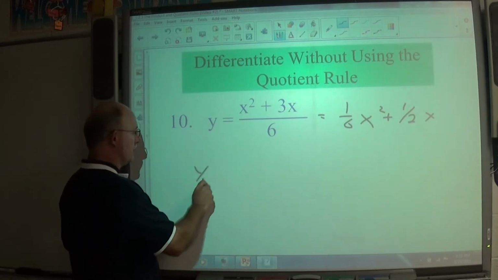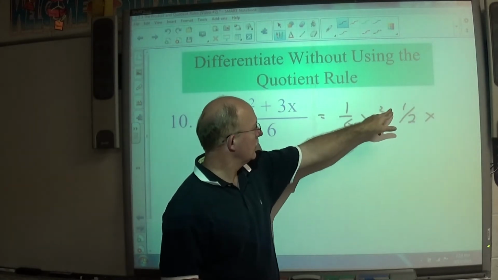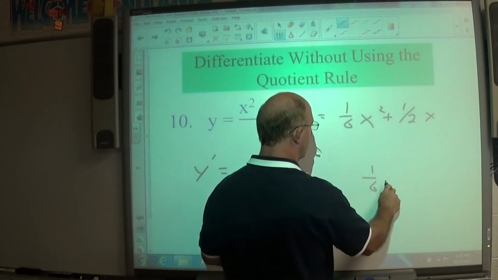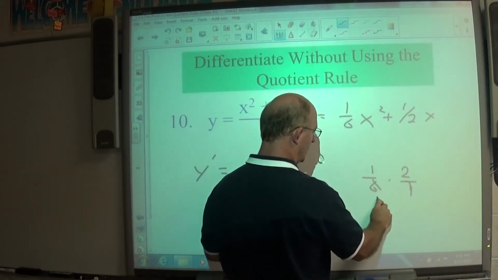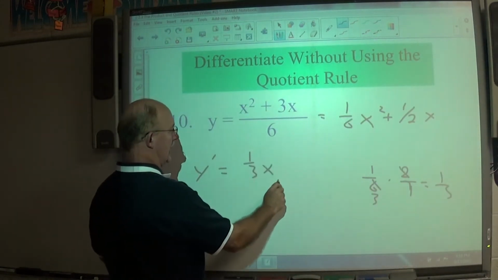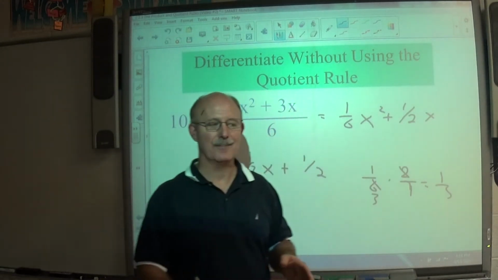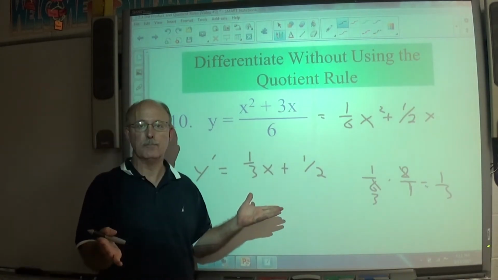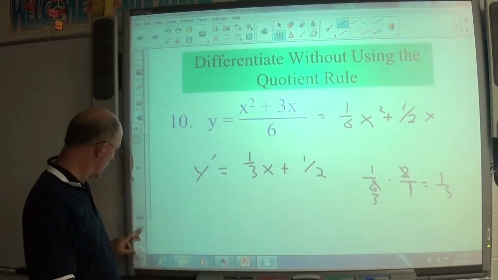So to find our derivative, the derivative of 1/6 x squared: 2 times 1/6 is 2 over 6, which reduces to 1/3. So this will be 1/3 x plus the derivative of 1/2 x, which is 1/2, so you just drop the variable. And this is now our derivative. No quotient rule. That was a lot easier than using the quotient rule, but I guess the quotient rule will work on that one.